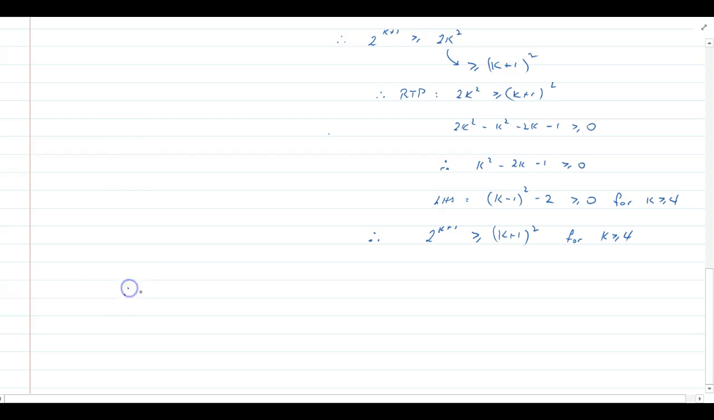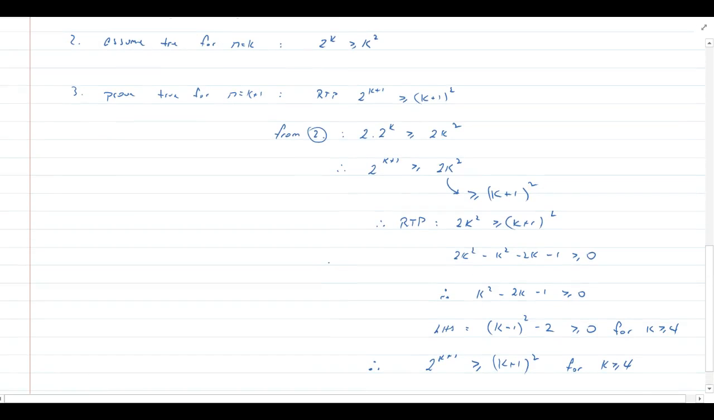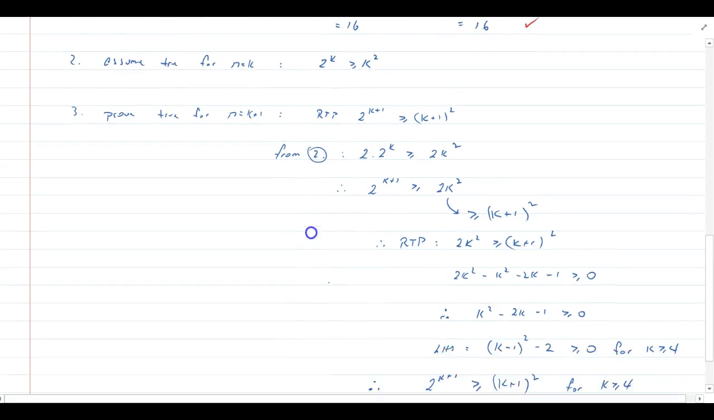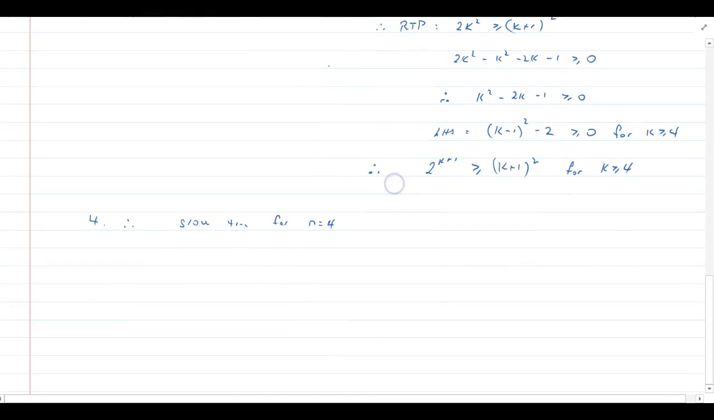So therefore we go to our fourth step. Since the statement is true for n equals 4, and if true for n equals k, true for n equals k plus 1, by the principle of mathematical induction, it's true for all values of n greater than or equal to 4.